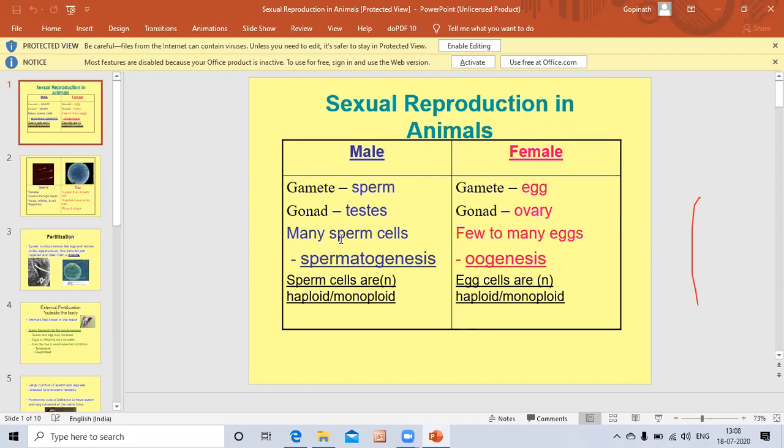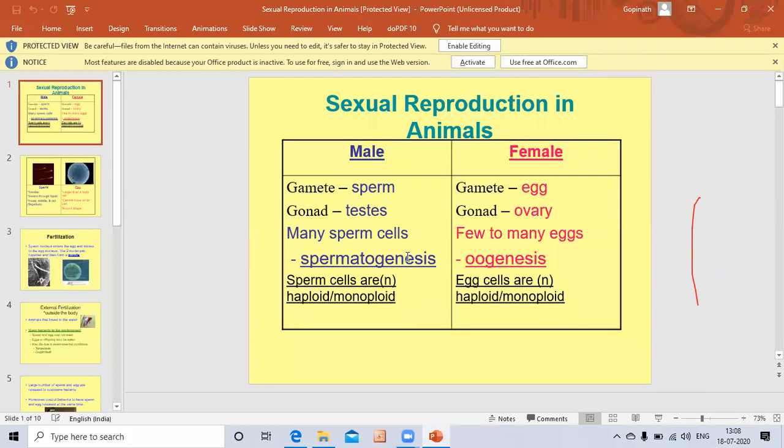Then many sperm cells are involved in male human beings. And oogenesis is a process in which a few to many eggs are involved in females. It means the production of eggs in the female and the production of sperm cells in the male. So what is meant by spermatogenesis? This term is called spermatogenesis.